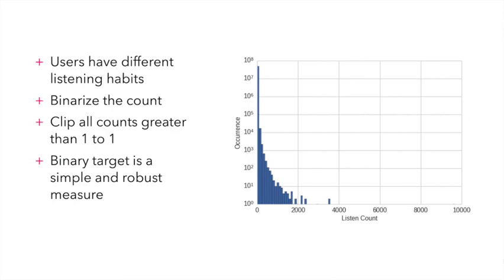A more robust representation of user preference is to binarize the count and clip all counts greater than 1 to 1. In other words, if the user listened to a song at least once, then we count it as the user liked the song. This way, the model will not need to spend cycles on predicting the minute differences between the raw counts. The binary target here is a simple and robust measure of user preference.